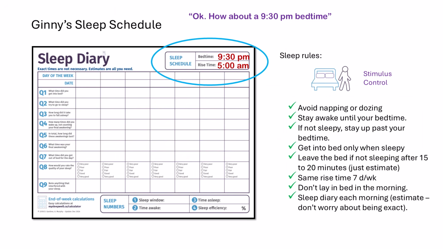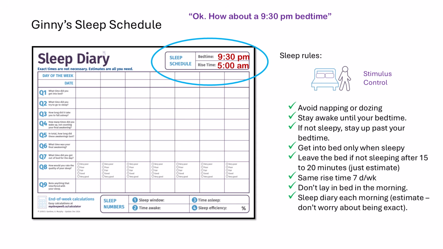And on our Sleepwell website, and also in other books and resources that you will read, there are some things around stimulus control that Ginny can try. So she's going to avoid napping or dozing. Ginny is going to stay awake until her bedtime, so there's no use in getting to bed if you're not sleepy, because that can actually reinforce that conditioned arousal cycle, where you might stay frustrated with the fact that you're in bed and you're not sleeping. And there you go. If not sleepy, stay up past your bedtime. Get into bed only when sleepy.